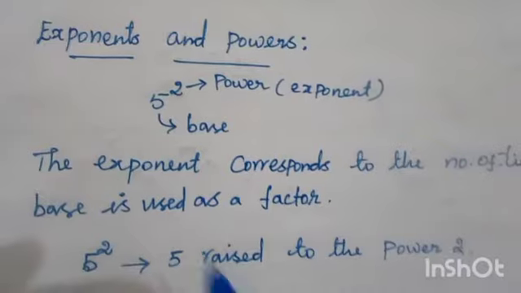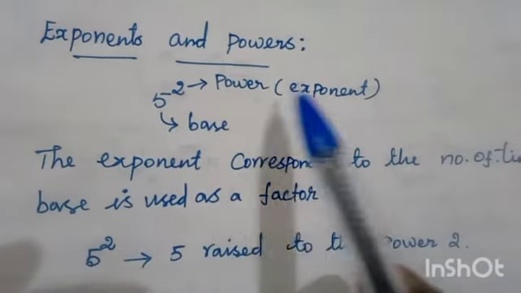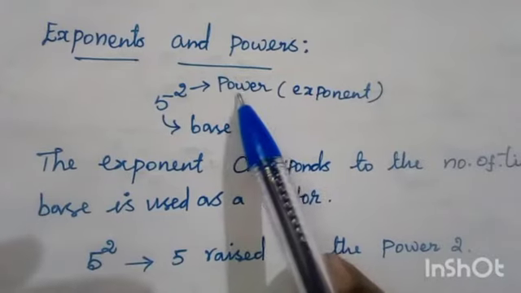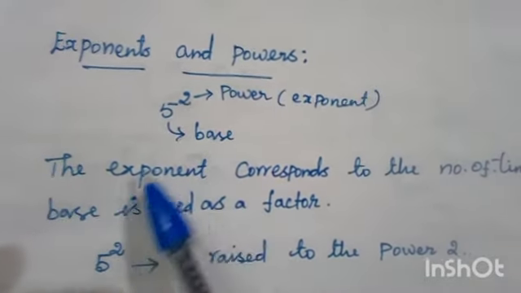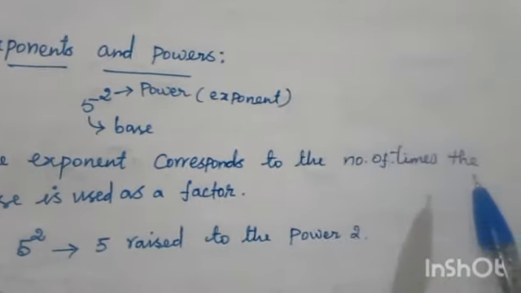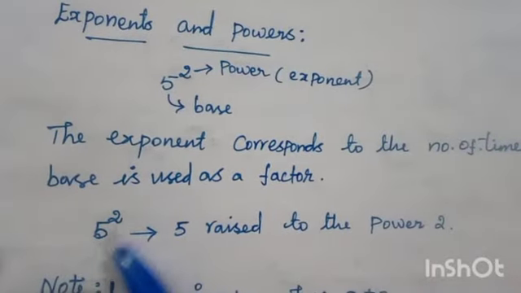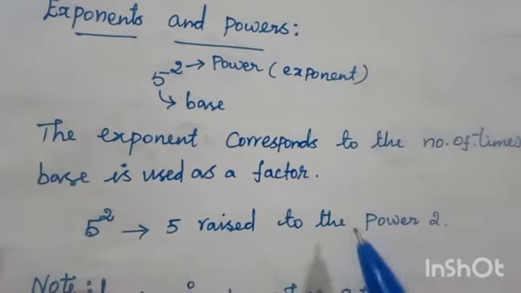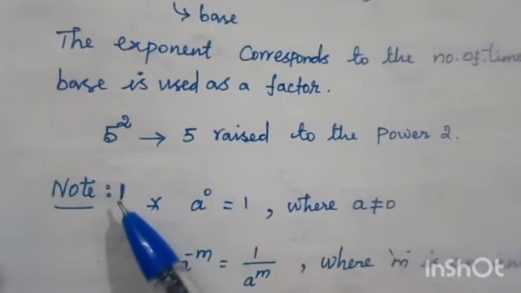Students, once again listen. Consider this 5 square. This is the power or exponent; mostly we use the term power. This is called the base. The exponent corresponds to the number of times the base is used as a factor. This 5 square is read as 5 raised to the power 2.